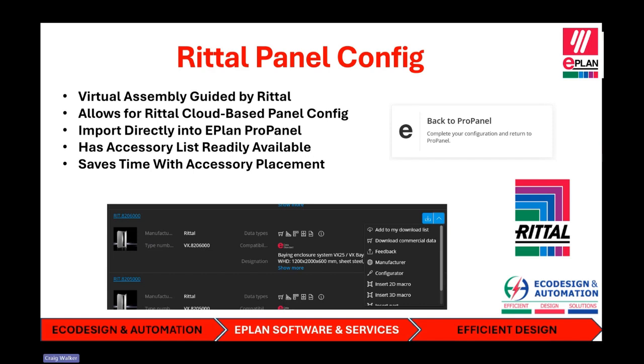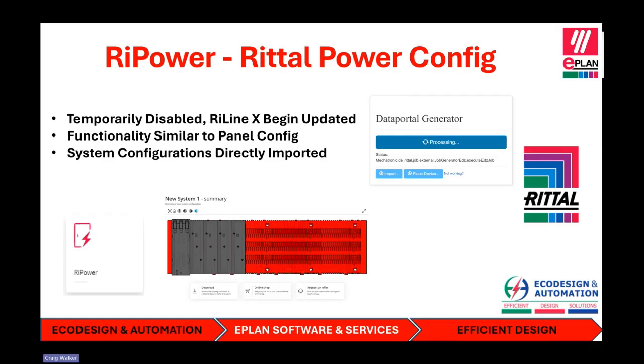And you can also put cutouts if you want, which carries through. Another possible config tool that's available, it's temporarily disabled at the moment with its direct EPlan interaction, is RyPower. RyPower allows you to configure things such as the Ryline X range, and it's been updated, so they're starting to update things. You can choose the Ryline X parts, it's all in there.